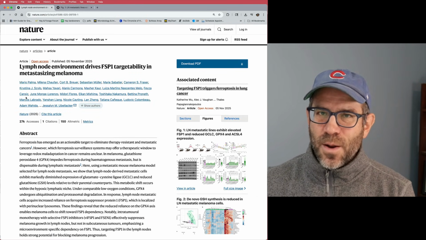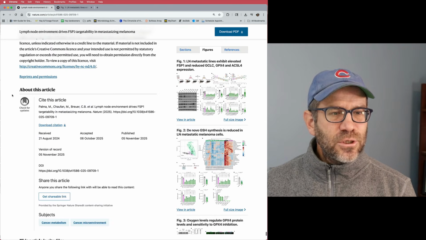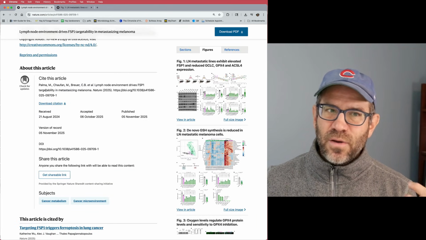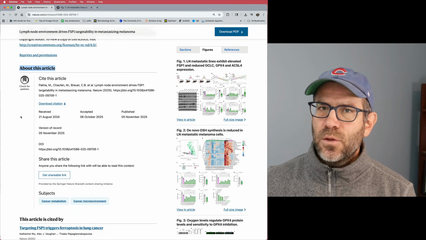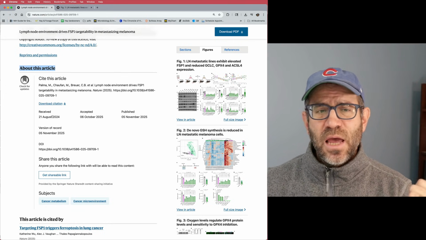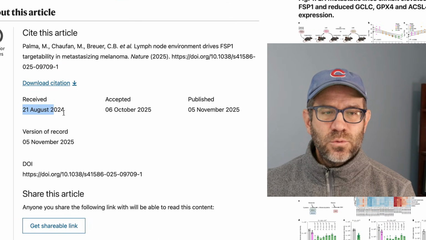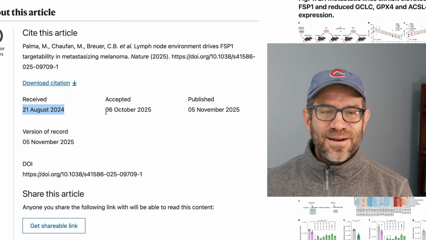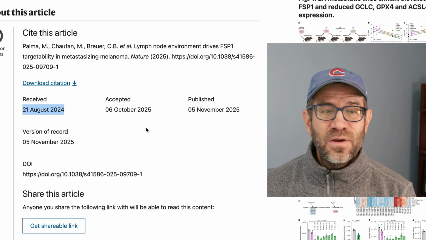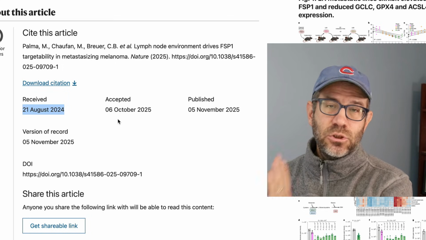So as we think more about the context of this article and this figure, Nature has a section at the bottom of every article saying about this article. In fact, most journals will tell you this information of when it was received and when it was accepted. And so we see that it was received August 21st of 2024, and it was accepted October 6th of 2025. So this took about 14 months from initial submission to being accepted.